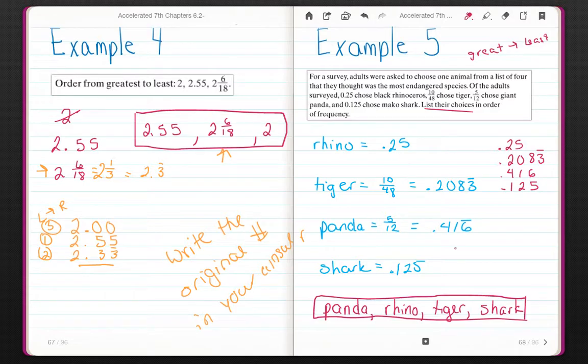Now, if you want to turn the decimals, the 0.25 and the 0.125, into fractions and then create common denominators to compare your fractions, you can. It seems like a little bit less work to turn those fractions into decimals and compare those.